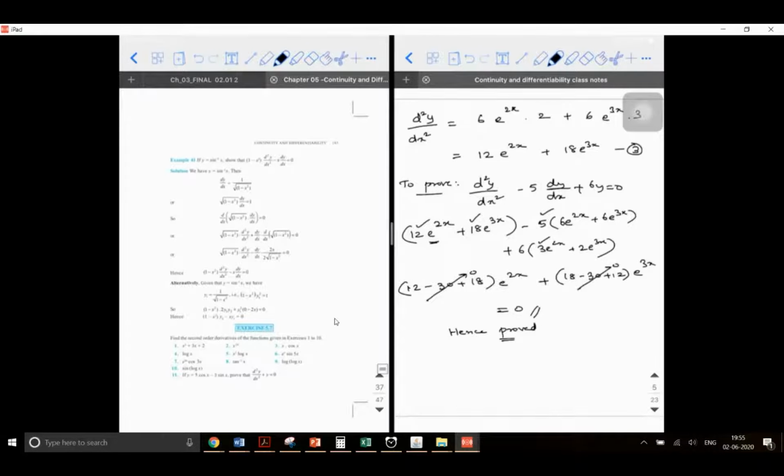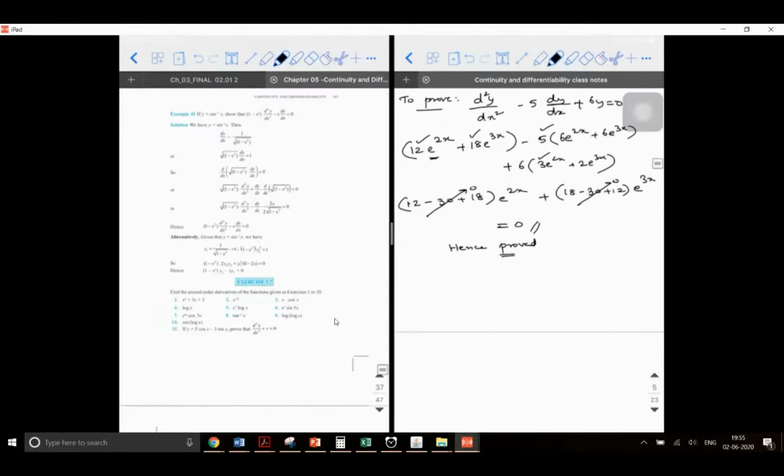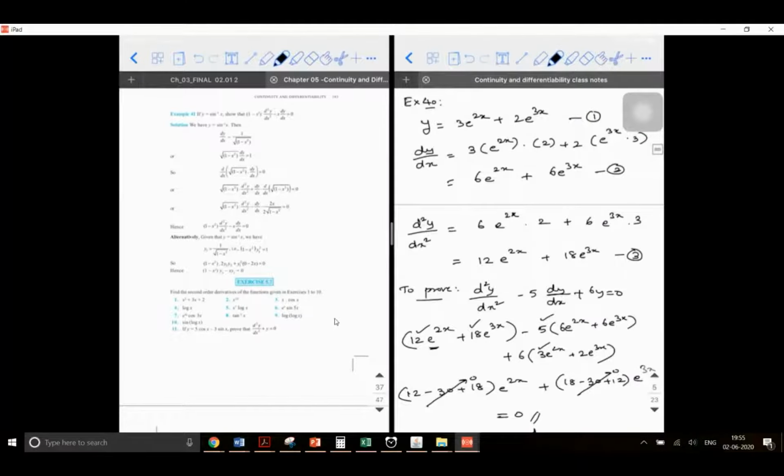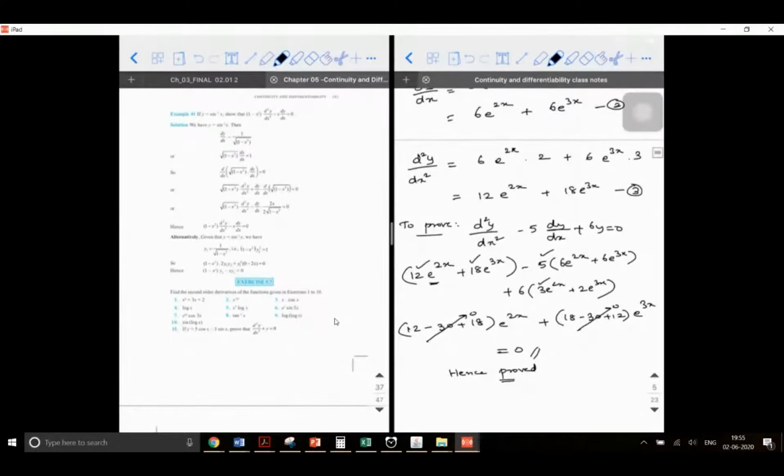So now let's look at the 41st problem. See, as I told you, I'll share the notes with you. Don't worry about it. Concentrate on the problem. If there is any doubt, any step is unclear, please let me know.